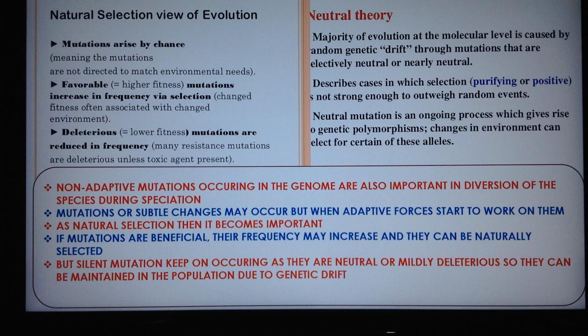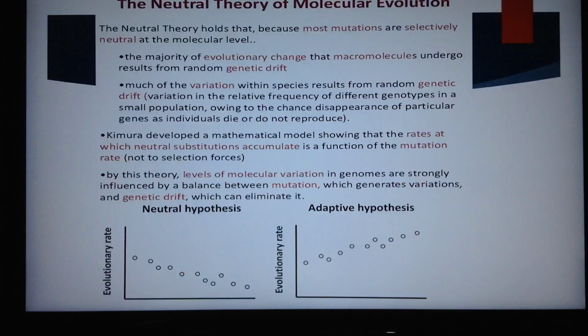And mutations or subtle changes may occur when adaptive forces start to work on them. As natural selection acts, then it becomes important. If mutations are beneficial, their frequency may increase and they can be naturally selected. But silent mutations keep on occurring as they are neutral or mildly deleterious, so they can be maintained in the population due to genetic drift.